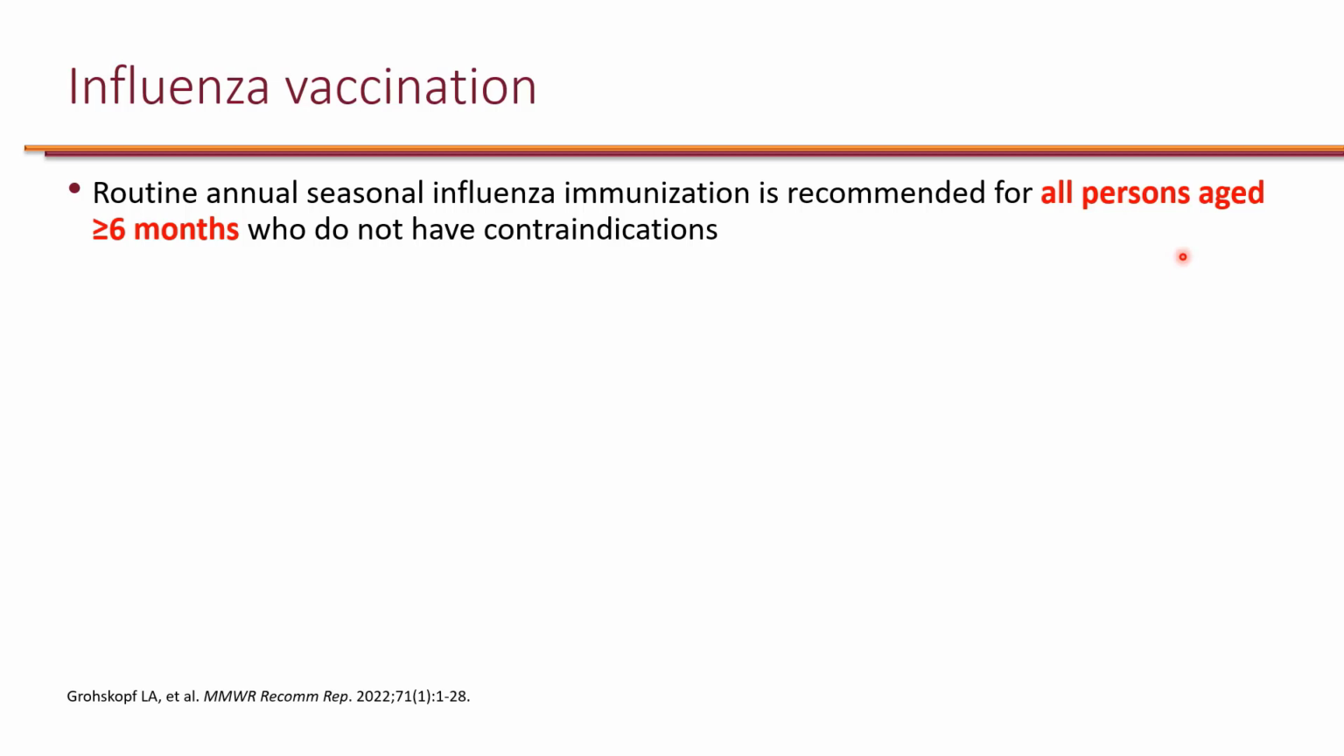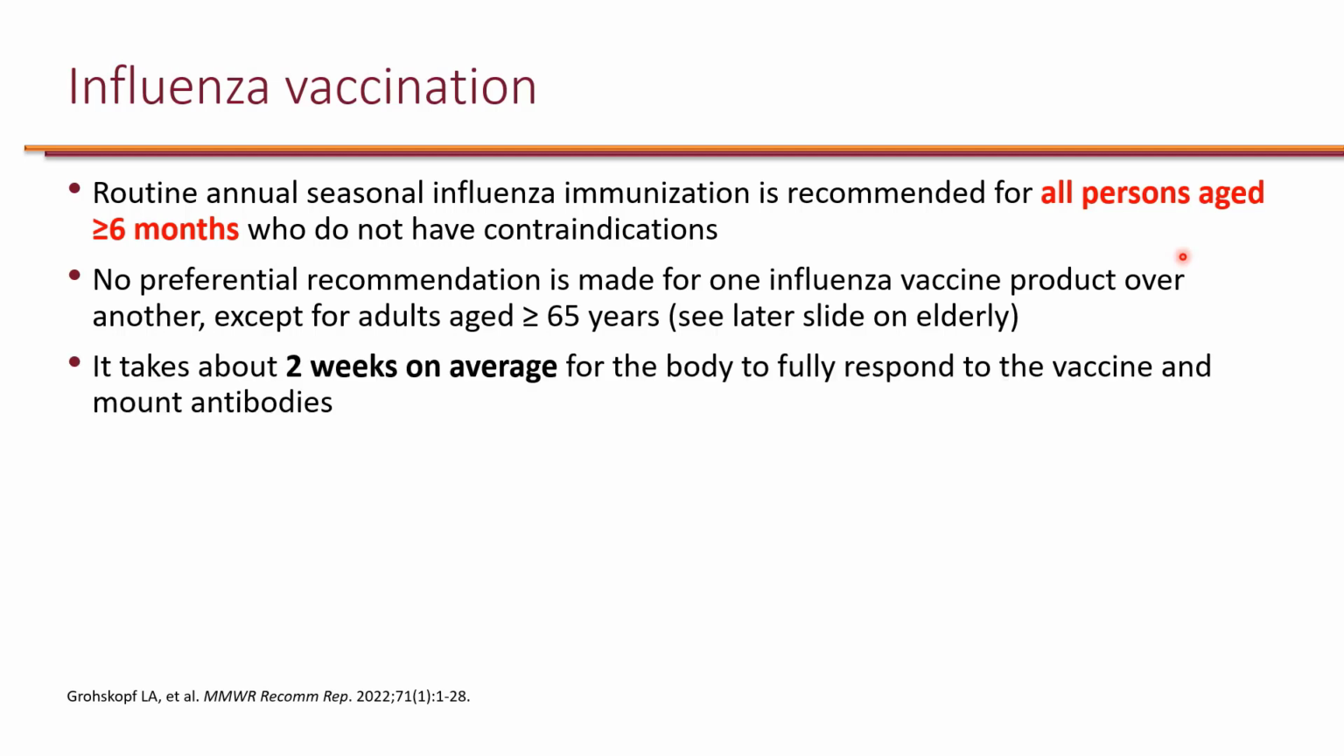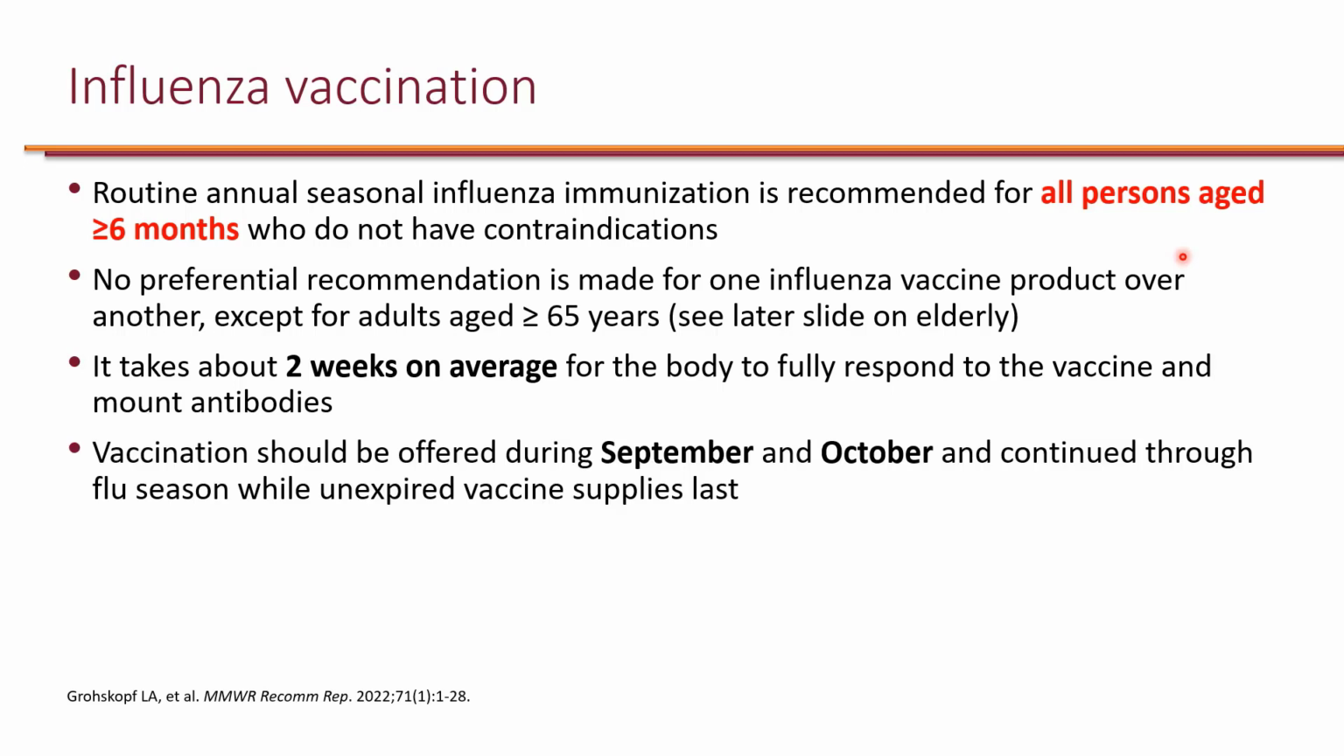Now, there are no preferential recommendations for one influenza vaccine product over another, except specifically for adults aged 65 years or older, which we will cover on a later slide. Now, in general, it takes about 2 weeks on average for the body to fully respond to the vaccines and mount antibodies, so keep that in mind. And vaccination should be offered during September and October and continue through flu season while unexpired vaccine supplies last.